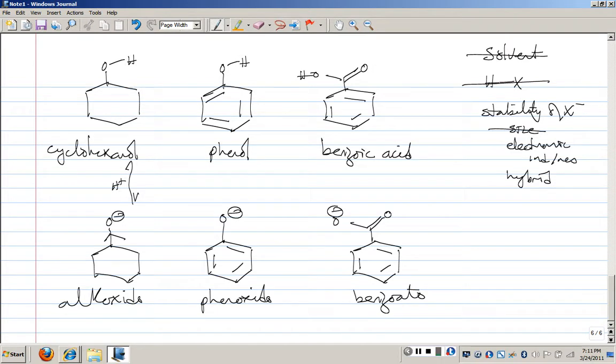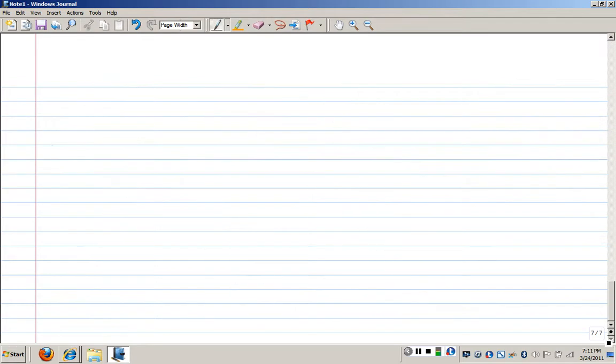The phenoxide. This has an O- charge, but that O- charge is stabilized by resonance. It's got O-, a single bond away from a multiple bond. So I can draw a resonance form like that. I'll need another page. So I can draw resonance forms for the phenoxide that look like this.